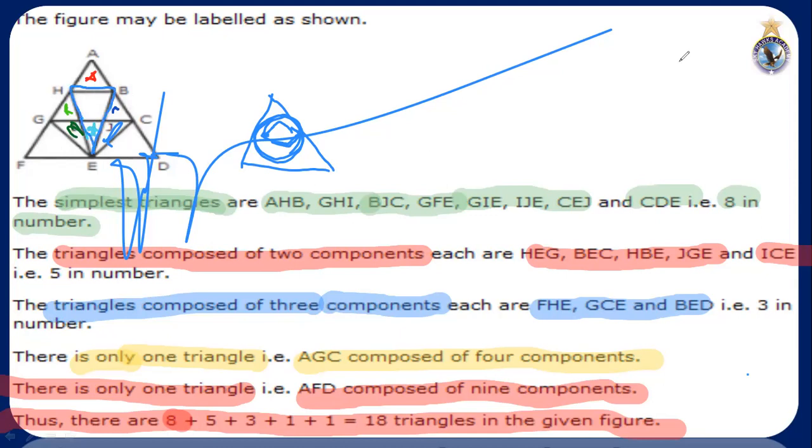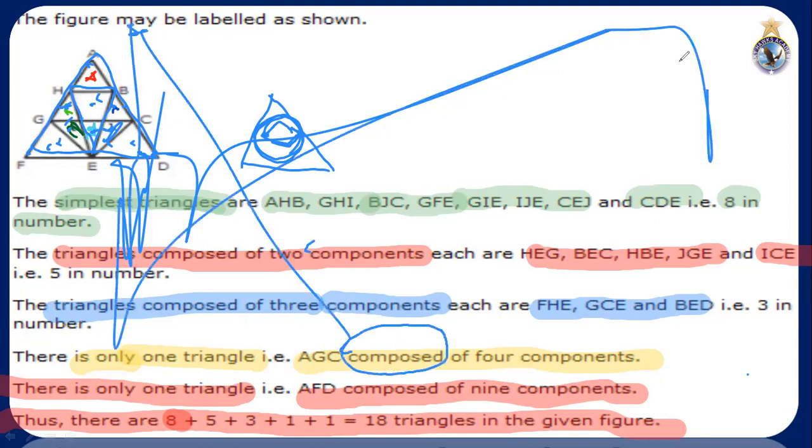So this is composed of this and this. This is composed of this and this. This is composed of this and this. And this whole triangle is composed of all these components inside. So composed of means consists of, made of. Composed of means made of or consists of.